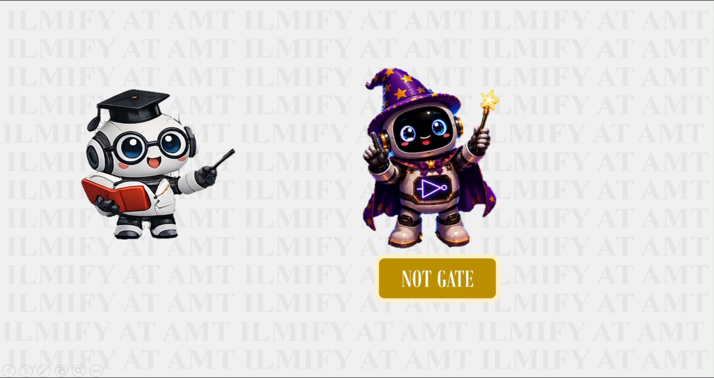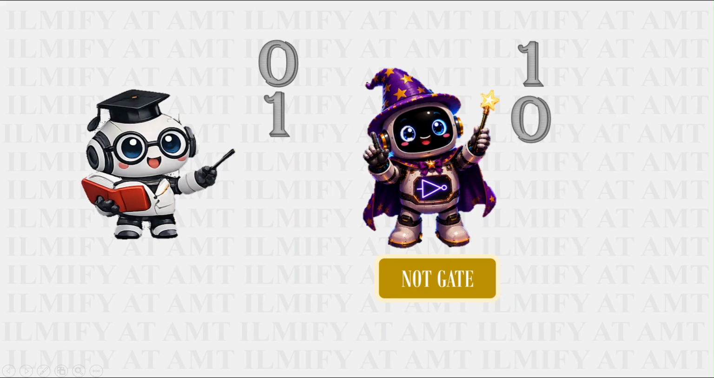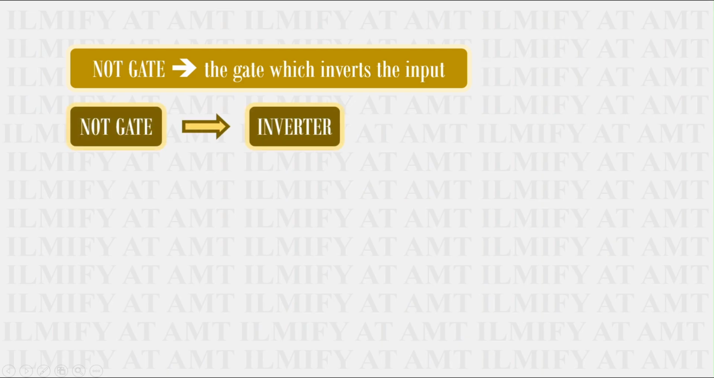When you give it 0, it gives you back 1, and when you give it 1, it gives you back 0. Think of NOT gate as a rebel kid who doesn't listen to others at all. They do the opposite of what is said. Or we can say inverse of what is said. The NOT gate does the same. The logical definition of NOT gate is the gate which inverts the input. Therefore, NOT gate is also called as inverter.